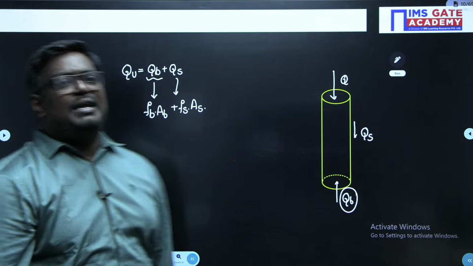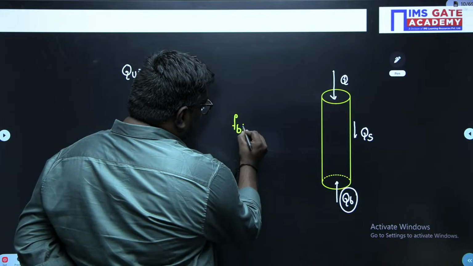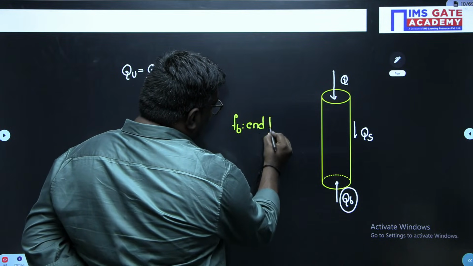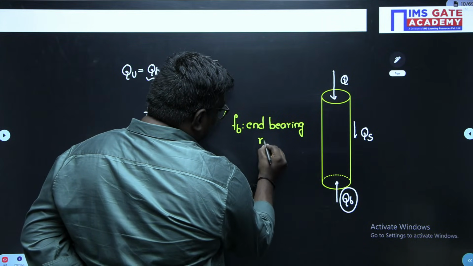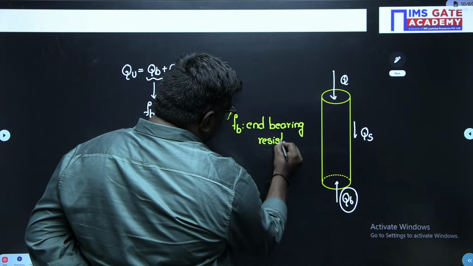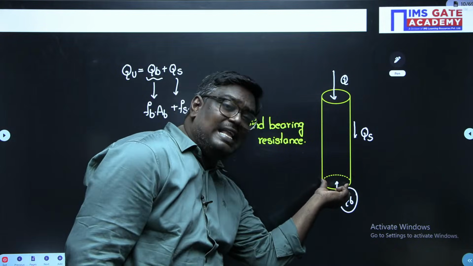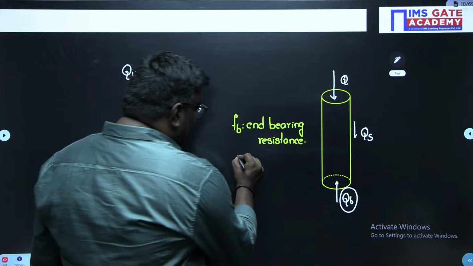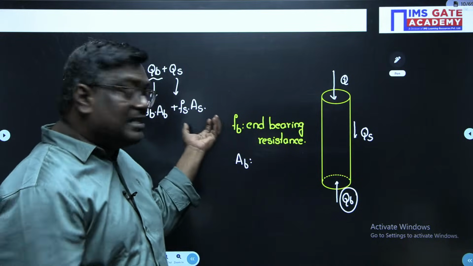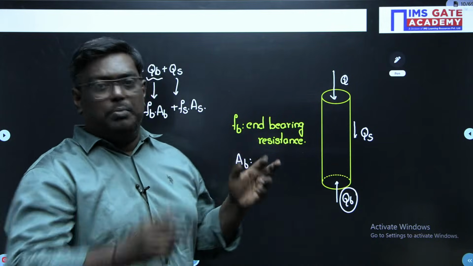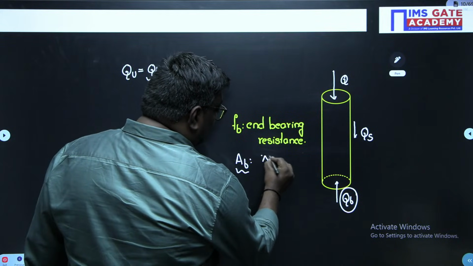What do you mean by Fb, my dear students? Fb is nothing but the end bearing resistance. Now you have to calculate the area at the base. Usually the area at the base changes from pile group to pile group. Here in the question they have given a square pile group. Let me take a circular pile. Area at base will be taken as pi by 4 d square.